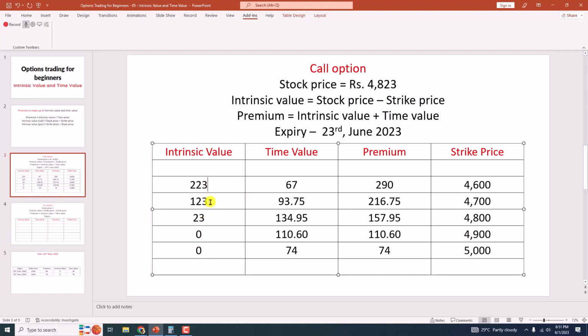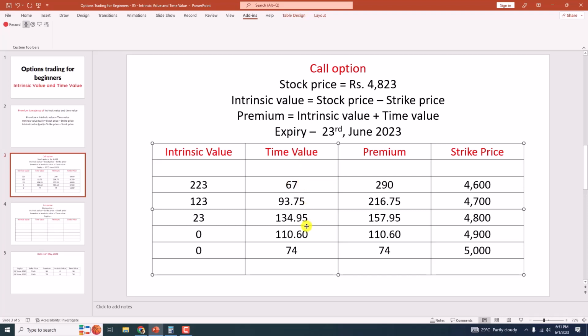ITM options have intrinsic value. Out of the money options have only time value. Now, assuming that you have understood intrinsic value, let me explain time value.